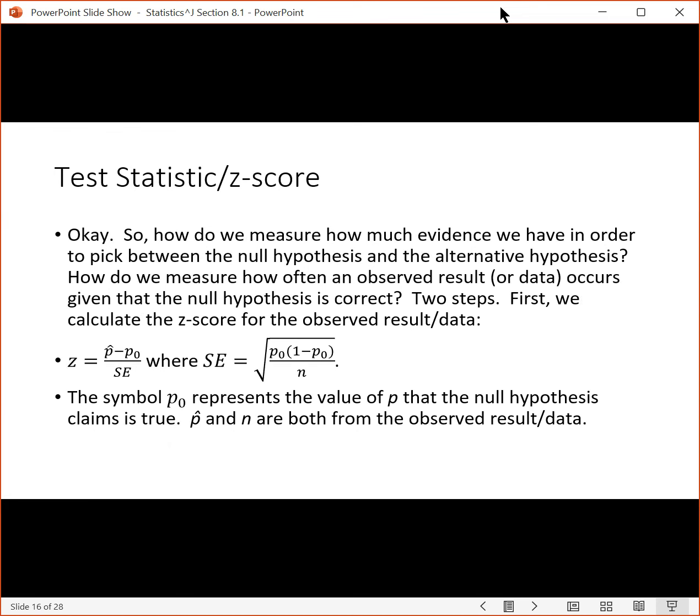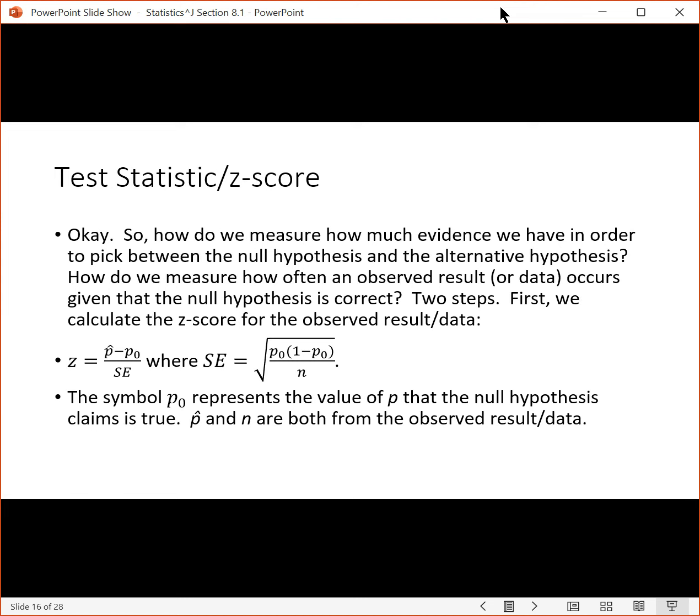Okay, so how do we measure how much evidence we have in order to pick between the null and the alternative hypothesis? And that's another way of saying, how do we measure how often an observed result occurs given that the null hypothesis is correct in order to make a decision between the two, right? How do we figure out whether we've got that 1 in 20 event or not? All right, so there's 2 steps to that.